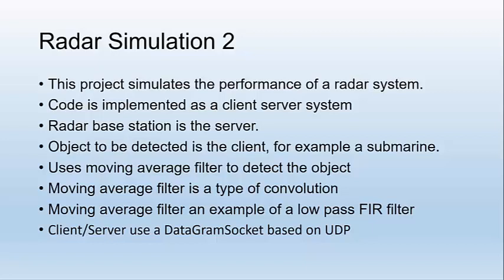A moving average filter is a type of convolution. The system also uses Datagram sockets based on UDP.